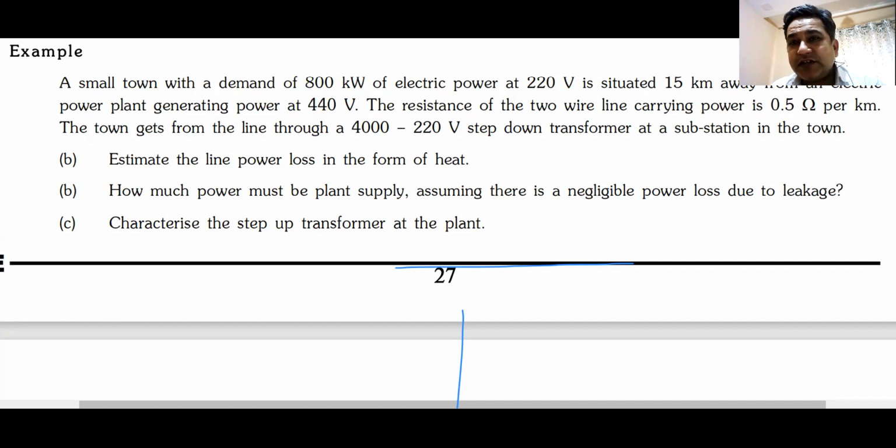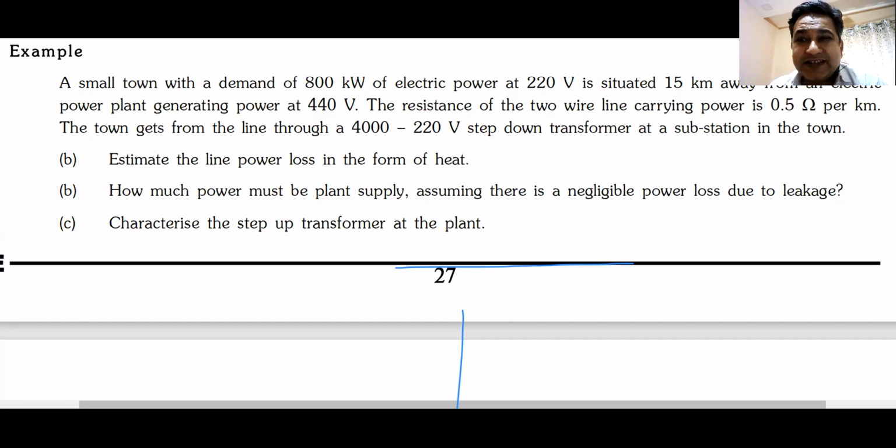A small town with a demand of 800 kilowatt, that is the power at 220 volt, is situated 15 kilometers away from an electric power generating plant at 440 volt. The resistance of the two wires carrying power is 0.5 ohms per kilometer. This is a very practical question. The town gets power from the line through a 4000 to 220 volt step down transformer at a substation in the town.